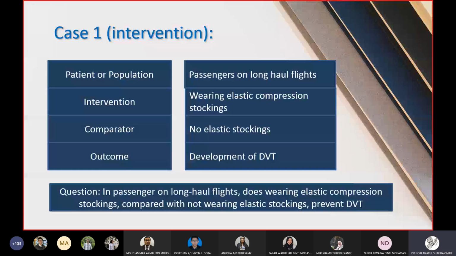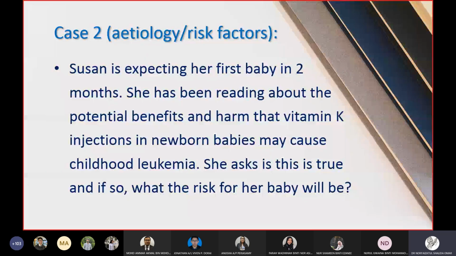Okay, case two on etiology or risk factors. Susan is expecting her first baby in 2 months. She has been reading about the potential benefits and harm that vitamin K injection in newborn babies may cause childhood leukemia. She asks, "Is this true? And if so, what will the risk for her baby be?"